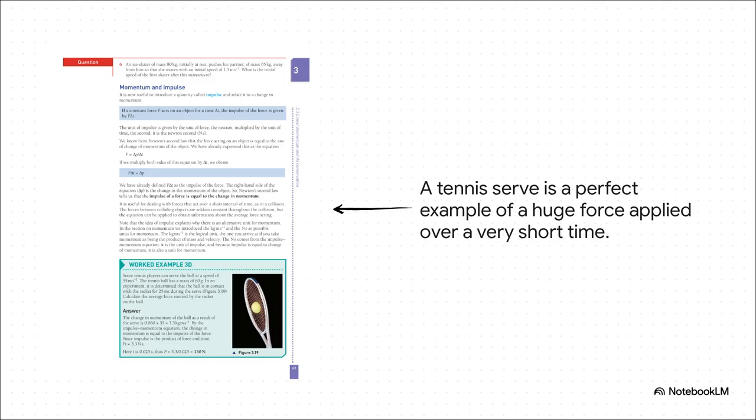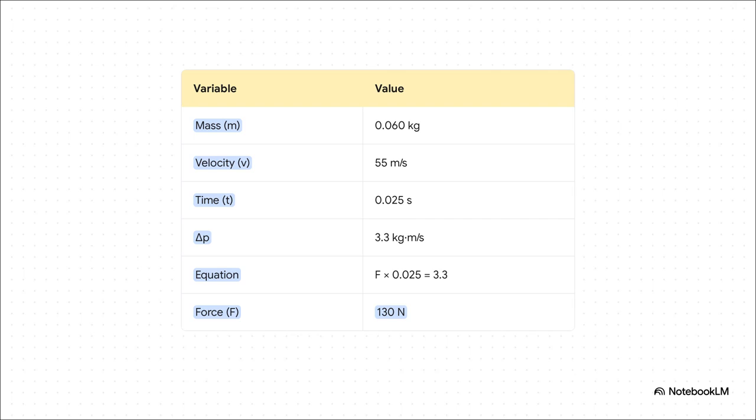This interaction creates a massive impulse, and that's what dramatically changes the ball's momentum from 0 to super fast. So we can calculate the ball's change in momentum, which turns out to be 3.3. Now, since we know this happens in just 0.025 seconds, we can use our impulse equation to find the average force. The result is a whopping 130 newtons.